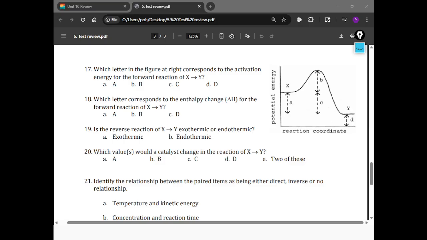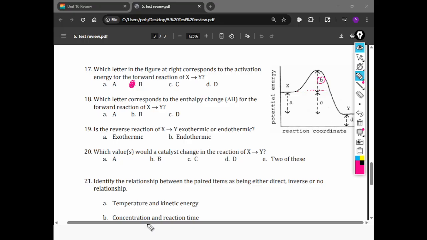All right, so number 17, we got a reaction coordinate, and we're just figuring out some information about it. So 17 is asking what letter corresponds to activation energy? Which letter is activation energy? B, yes, it is just the height of this hill relative to the reactant. So B is the activation energy.